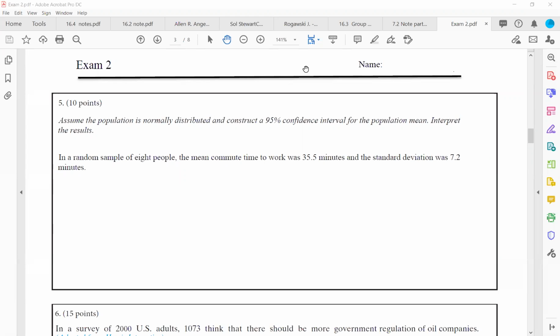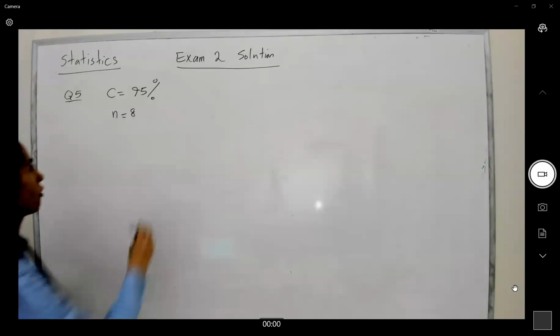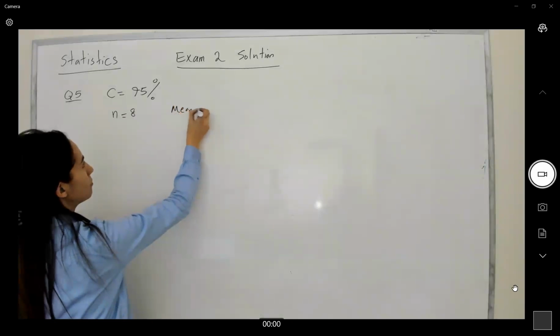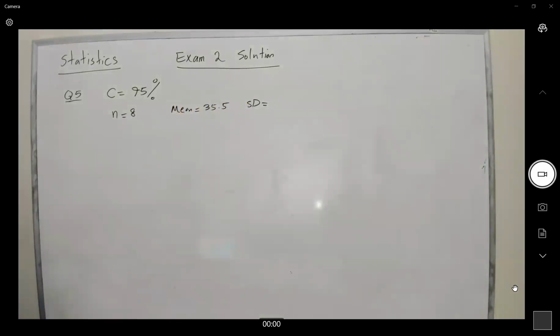We want to build a confidence interval with confidence level 95%. Very well. The information that we have here is as follows. We know that n is equal to 8, and we have mean 35.5, and standard deviation is also given to us as 7.2.